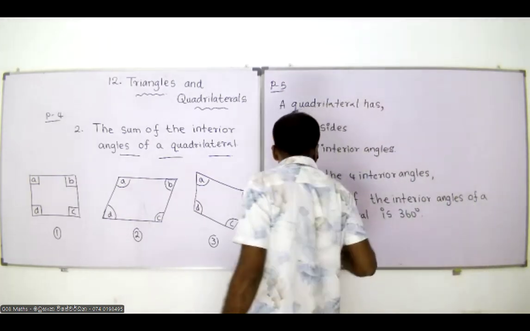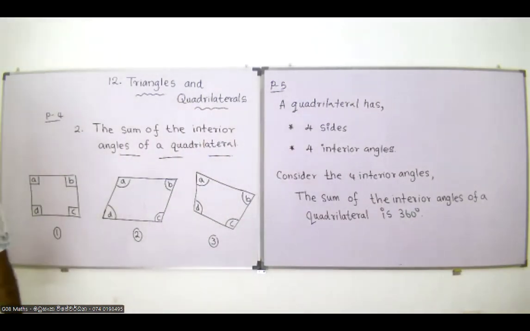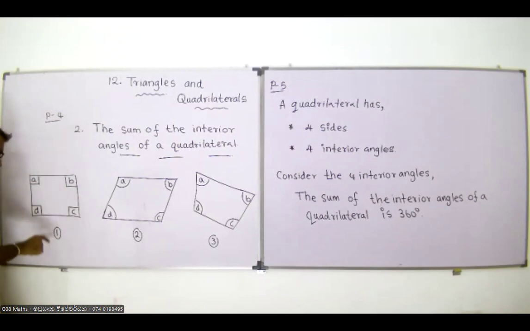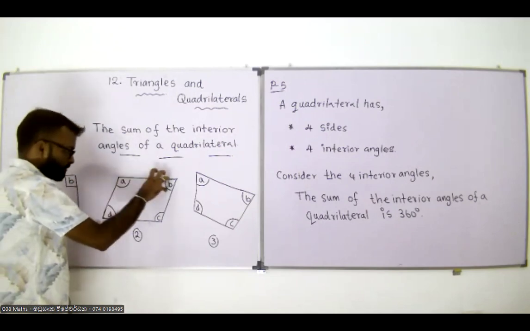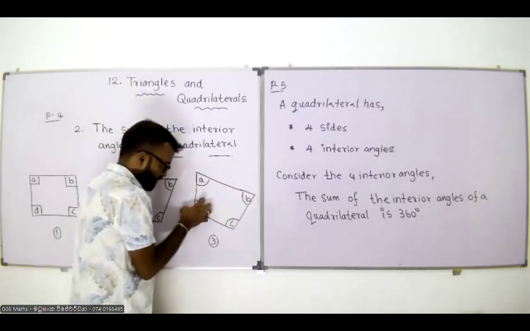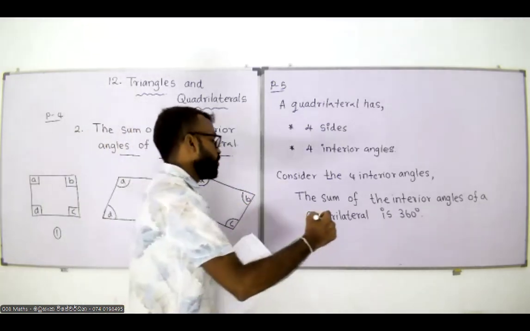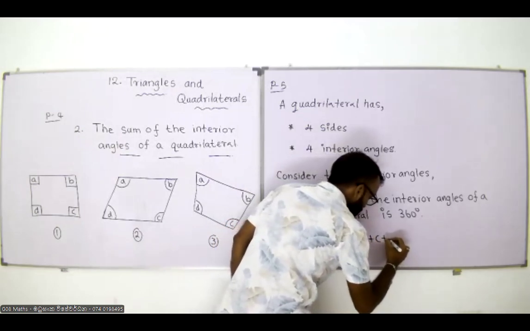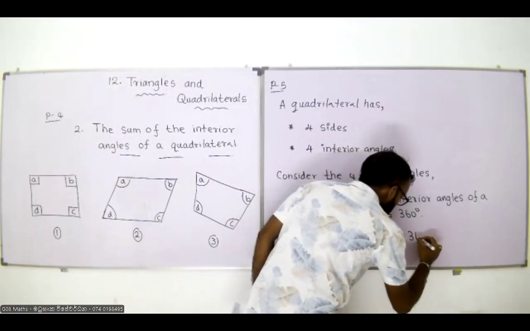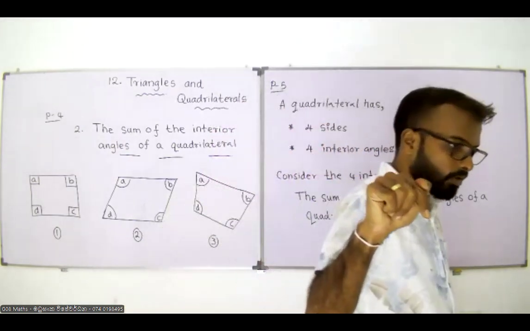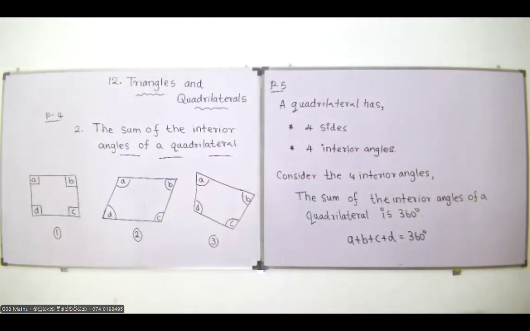Okay, now below you have to write something as previous. Interior angle, interior angle, interior angle, interior angle. 4 interior angles. A plus B plus C plus D is equal to 360 degrees. So according to the figures, we can write A plus B plus C plus D is equal to 360 degrees. This is the summation of the interior angles of what? Quadrilateral.